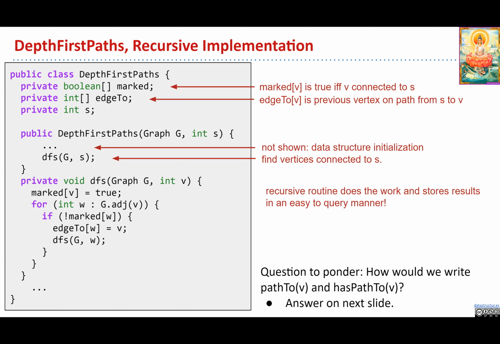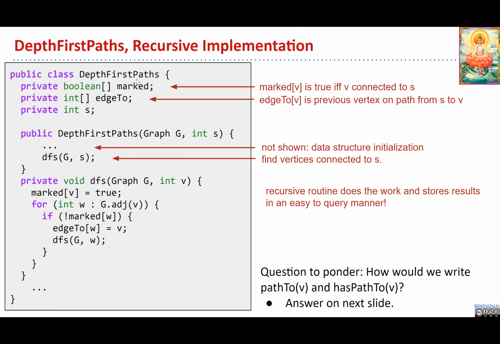Okay, so depth first paths. This is the implementation that will be done with the graphs API that Princeton provides. So we have a marked array and an edgeTo array. This is the crystallized knowledge of the Bodhisattva. After she's considered this graph, this is everything that she's learned. What I'm not showing here is the initialization of marked and edgeTo because it's not interesting. It doesn't fit on the slide.